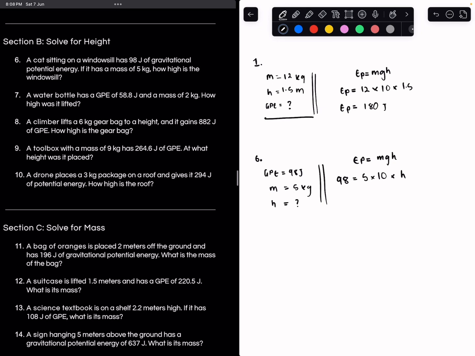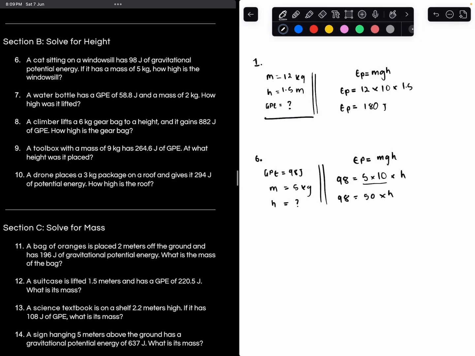Now that we've subbed everything in, what we can do is simplify. Whenever you have things that are being multiplied, you can always smush them together and simplify them, okay? To simplify this, I can times the 5 with the 10. But I cannot times it with the h because that is still unknown, so that is left unsimplified. So 5 times 10 is 50 times h. That's as simple as I can go.